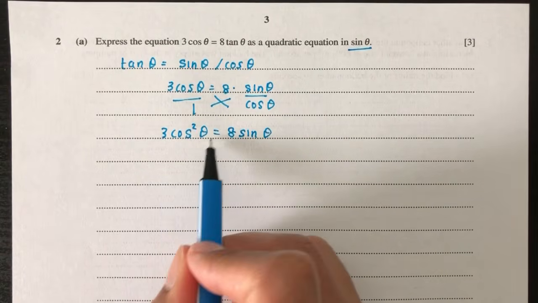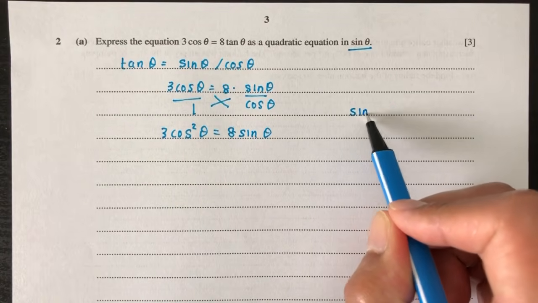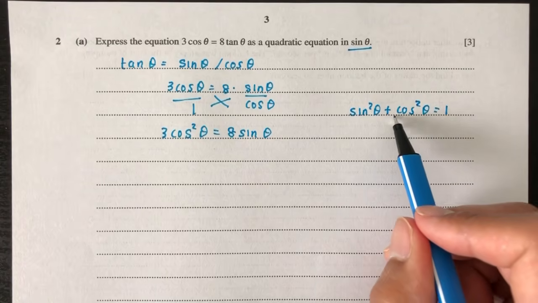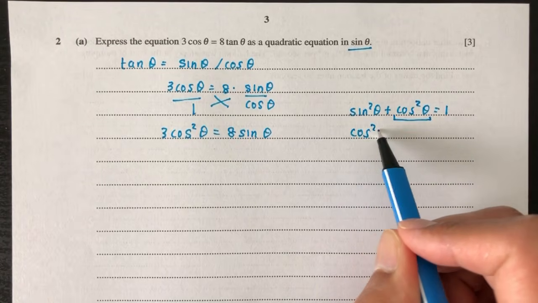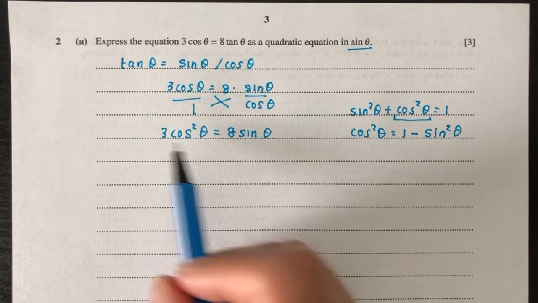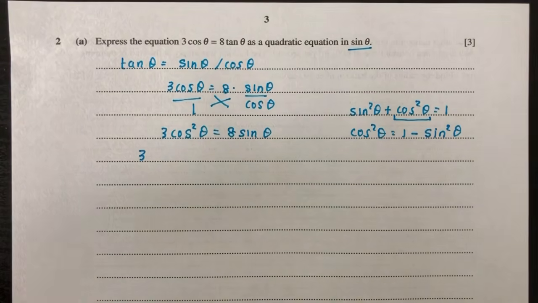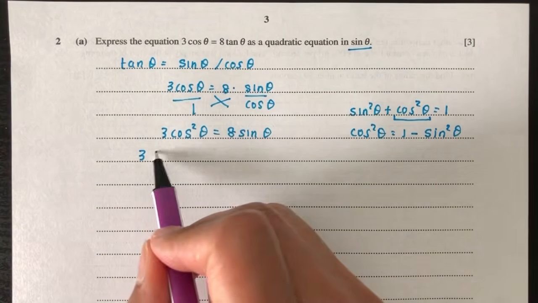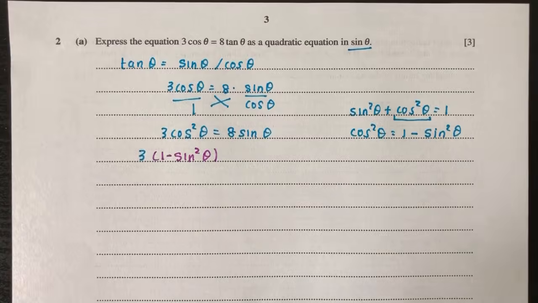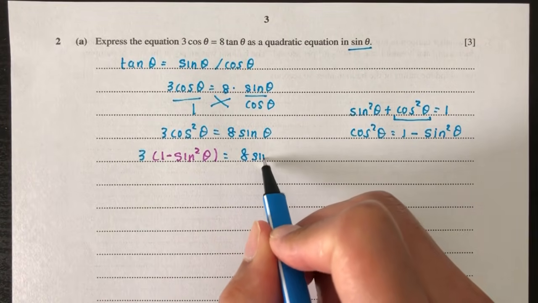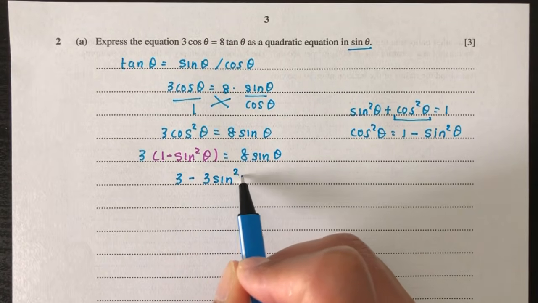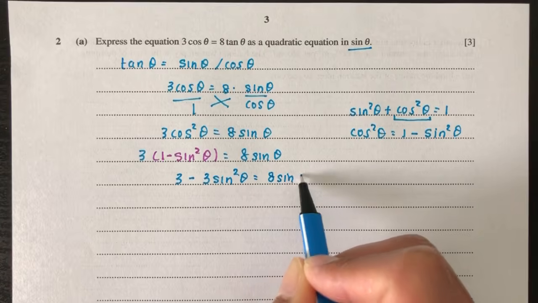Now you see you have cos squared theta here. As you know, sine squared theta plus cos squared theta is equal to 1. So we make this the subject of the formula. So cos squared theta will be 1 minus sine squared theta. So we place it back in this equation. You will have 3 times 1 minus sine squared theta is equal to 8 sine theta. Now expand, you will have 3 minus 3 sine squared theta equal to 8 sine theta.